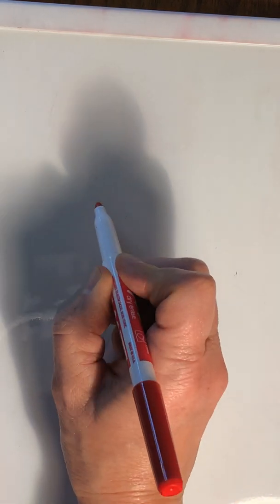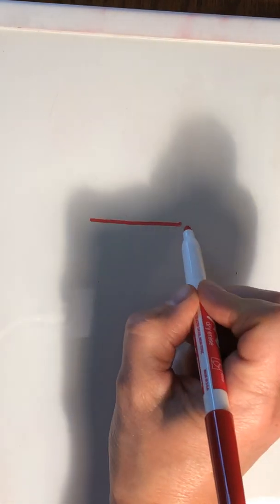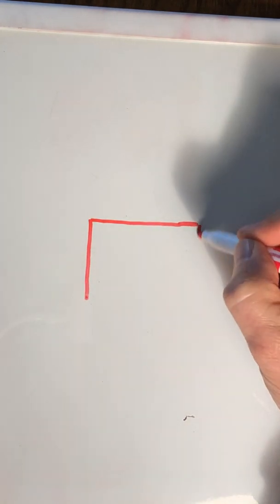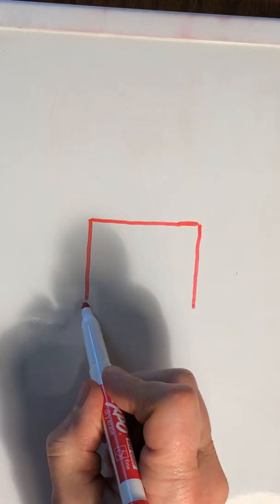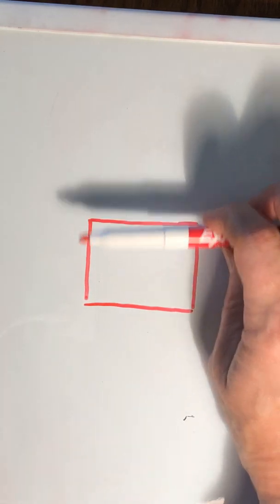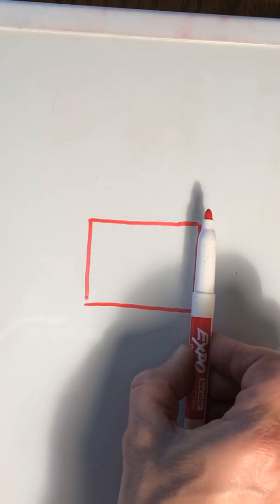This is kind of his torso. And I'm just going to draw a rectangle. So we have two sets of parallel lines, right? Parallels when they're going the same direction and never crossing. Those two are parallel. Those two are parallel. So two sets of parallel lines.